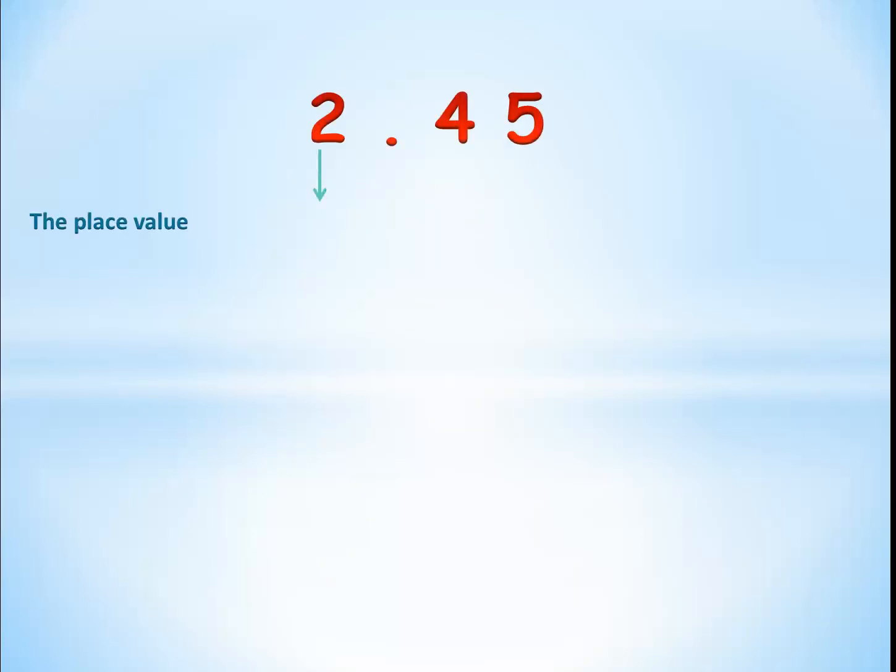2.45. The place value of 2 is ones, and its value is 2. Okay, 4 here is tenths and its value is 0.4. 5 is hundredths and its value is 0.05. Why 0.05, or why do we put this 0? Because the denominator here is 100. So it means we have 2 digits after the decimal point.